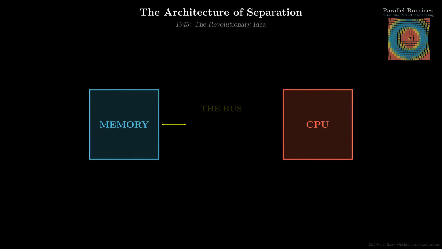A radical idea: John von Neumann proposed storing programs alongside data in memory. A processor would fetch instructions and data over a shared path, execute them, and write results back. This abstraction created software as we know it today.